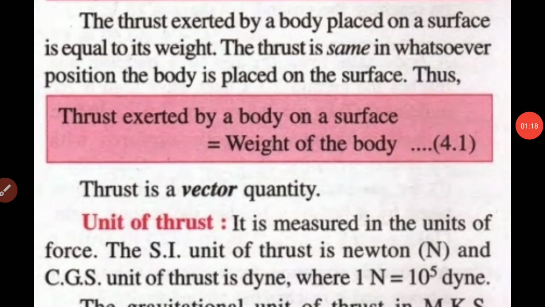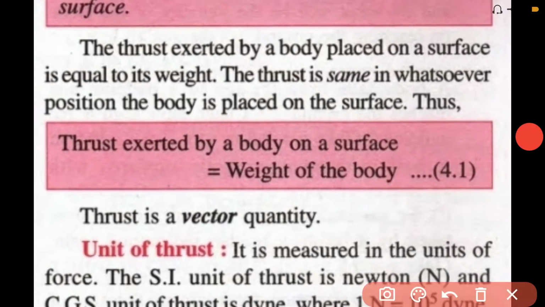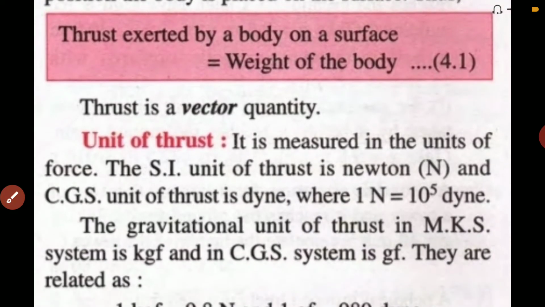Hope you understood the meaning of this particular paragraph. Thus, thrust exerted by a body on a surface equals the weight of the body. This is a vector quantity since it has direction, it is a force. The unit of thrust will be the same as the unit of force. It is measured in the units of force because it is force. The SI unit of thrust is Newton.